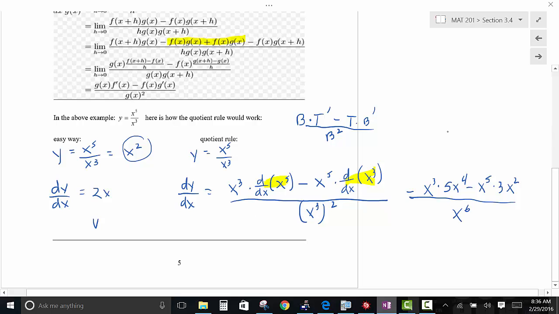sixth. You have to know the rule that says x to the m, to the n, means you multiply exponents. You have to know these exponent rules because they're going to keep popping up.